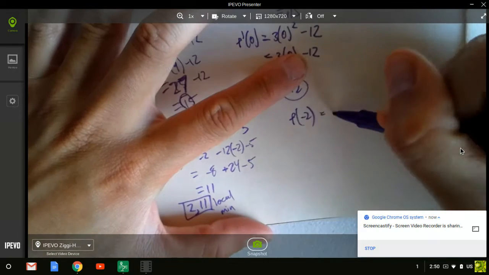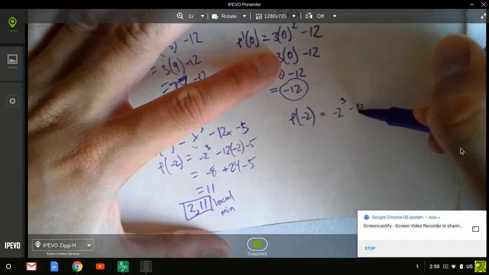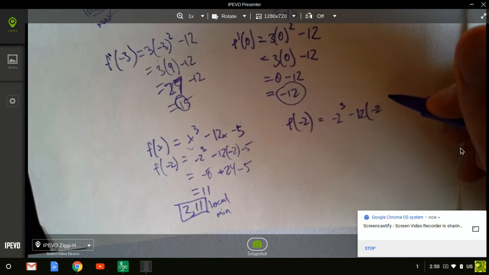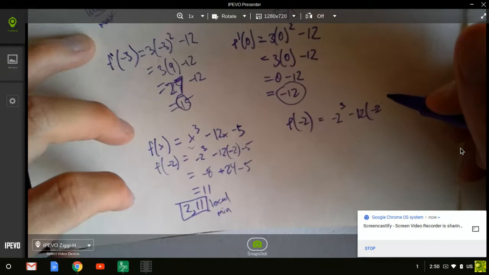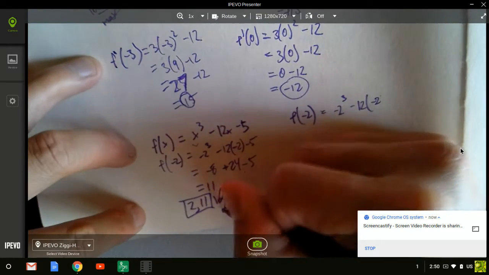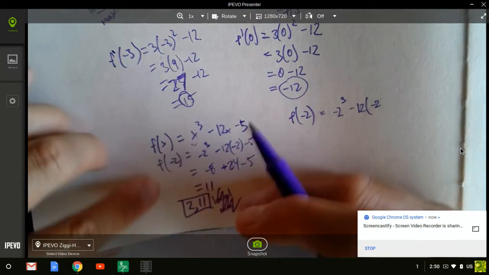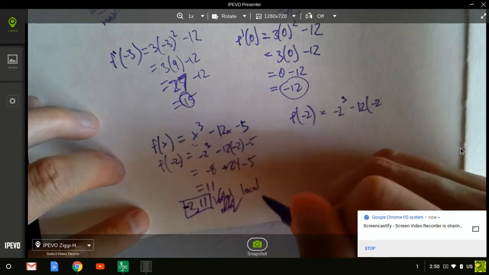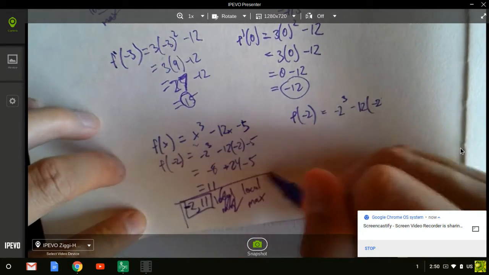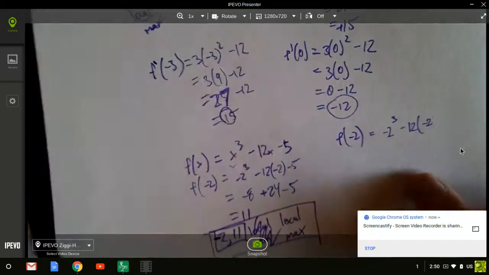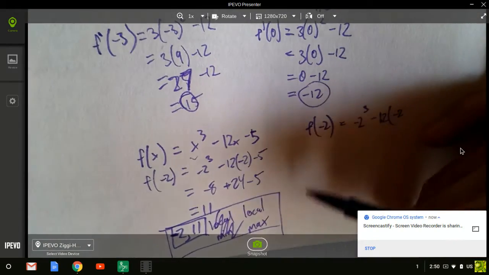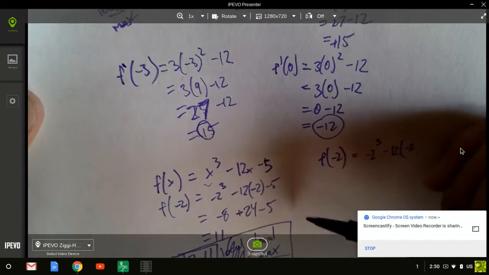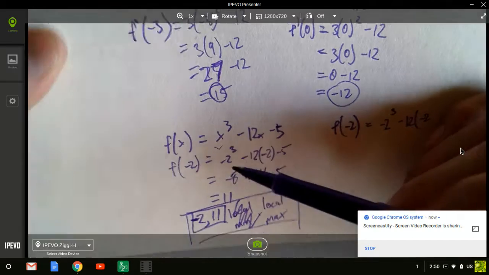So let's do some quick math, negative 2 to the third power minus 12 times negative 2. Oh wait, did I do something wrong here? Whoops. Sorry about that. I did f of negative 2 already. You're dope. This is the local max. I am so sorry to confuse you. If you guys already caught it, you'd be kind of mad at me. Kudos to you, because I was wrong. This is the local max, negative 2, 11, because we plugged in negative 2 already.